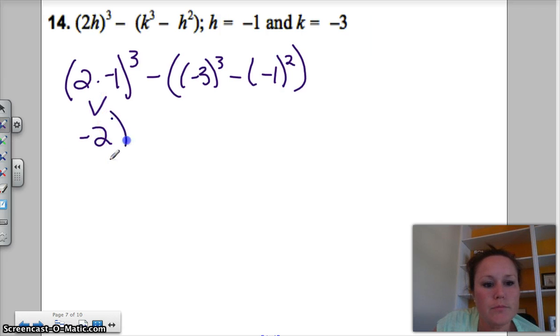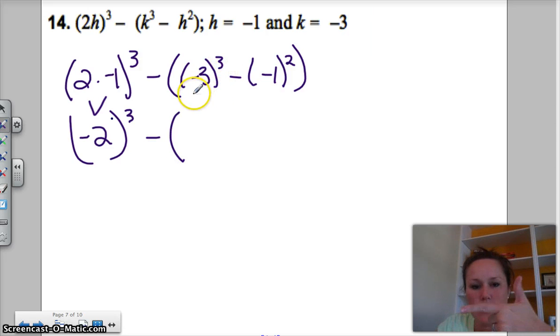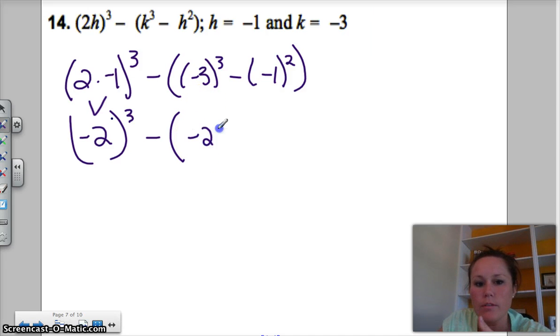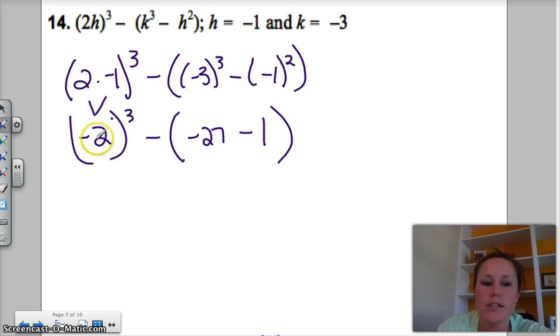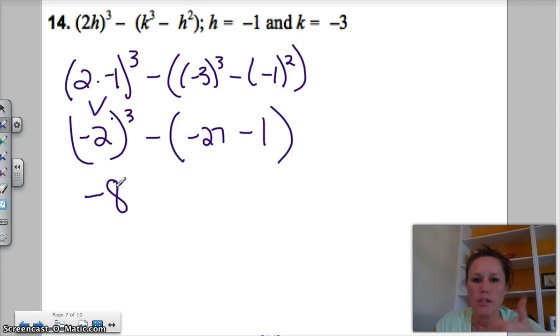Negative 2 to the third minus, let's deal here, negative 3 to the third. Negative 3 times negative 3 is 9, times negative 3 is negative 27, minus negative 1 squared is going to be, well, negative 1 times negative 1 is positive 1. Close the parentheses. Let's keep going. Let's deal with these exponents here. Negative 2 to the third power is negative 8. Negative 2 times negative 2 is positive 4, times negative 2 is negative 8, sorry.